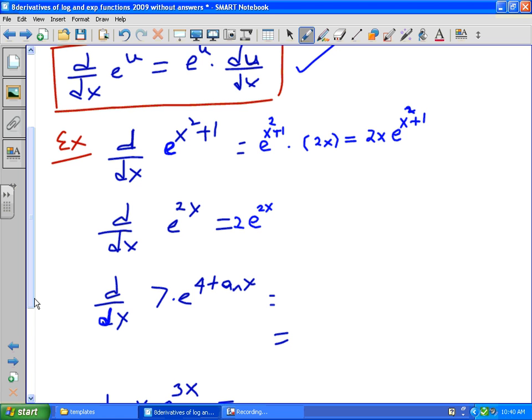And what do we get? So first the constant multiple, the constant remains. You have e to the u, it's going to be e to the u times u prime, right? So it's going to be e to the 4 tangent x times the derivative of the power, which is 4 times secant square of x. And finally, I can combine the constants and bring that secant square up front. So I have 28 secant square of x times e to the 4 tangent of x.